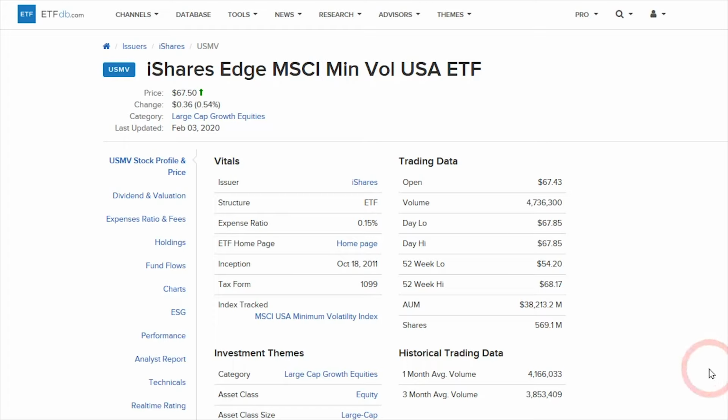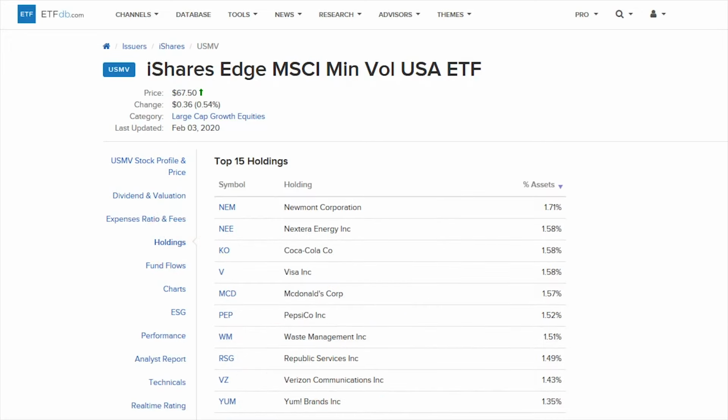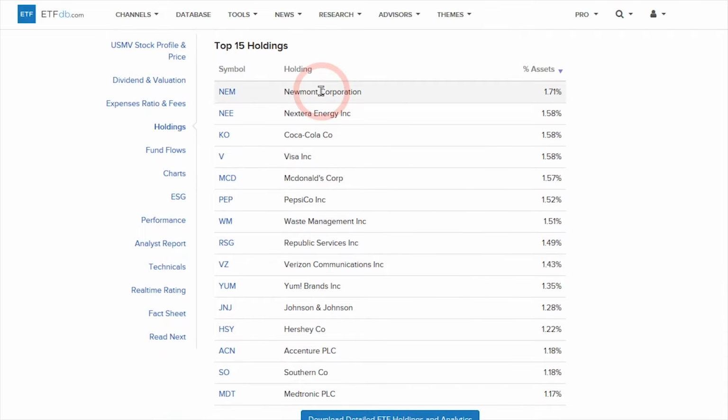So the first one I've got here is the minimum volatility ETF, also known as USMV there. And this ETF has a lot of volume. Look at that, 4.7 million shares traded. So it's a very liquid ETF. But if you look at the holdings, it doesn't quite capture what I'm looking for from a minimum volatility ETF. So I'm going to click on the holdings, and you can see, okay, Newmont, NextEra, Coca-Cola, fine, but then we get Visa, which I'm not sure belongs there, and you can see Accenture.